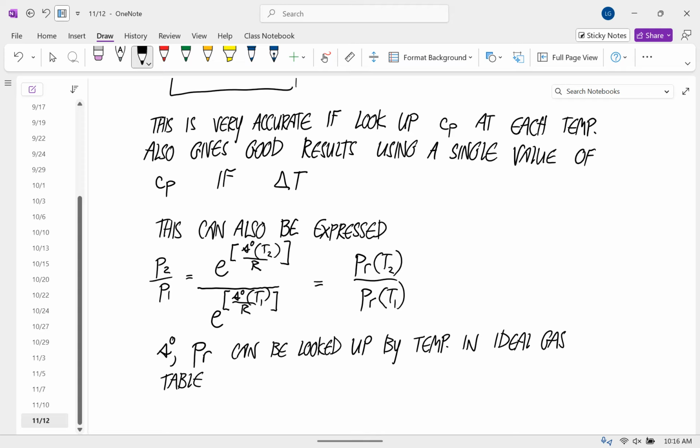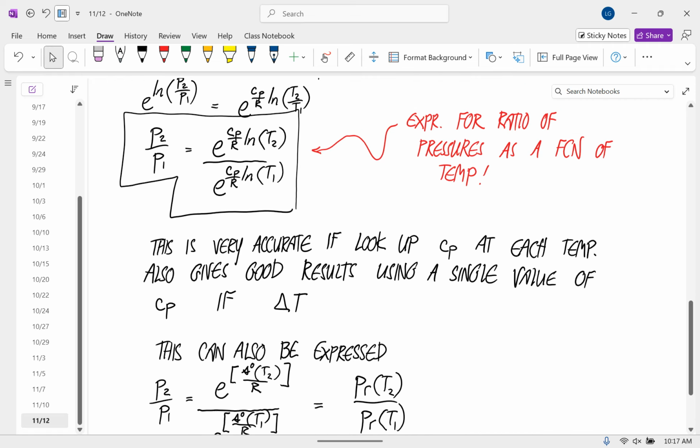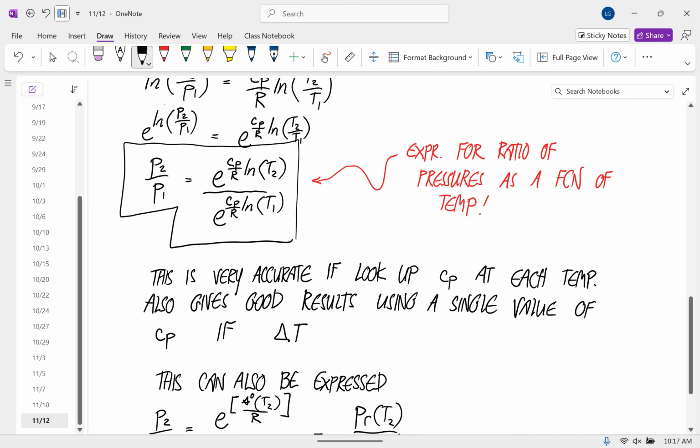Okay, so you need to have an ideal gas table for the specific gas you're working with. Like we have one for air, which is the most common ideal gas we use in calculations. But if you don't have these tables, it's not too much more effort to just do this. And this is the approach that I'm going to ask you to use in assignments or tests or whatever, okay?